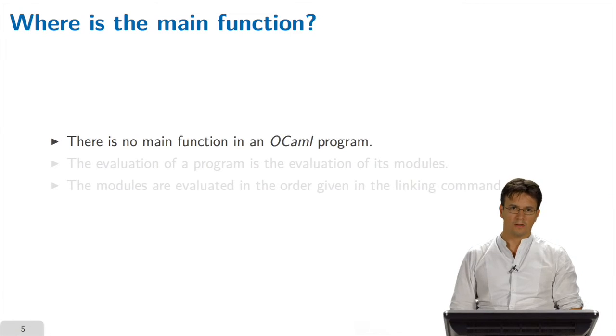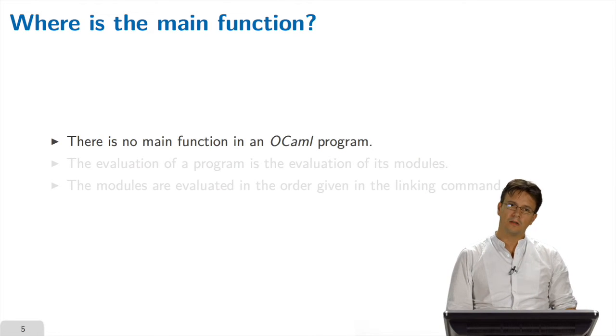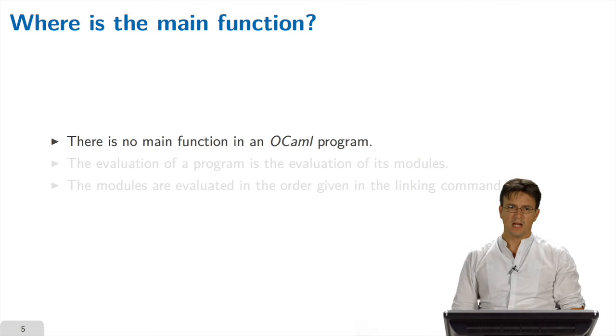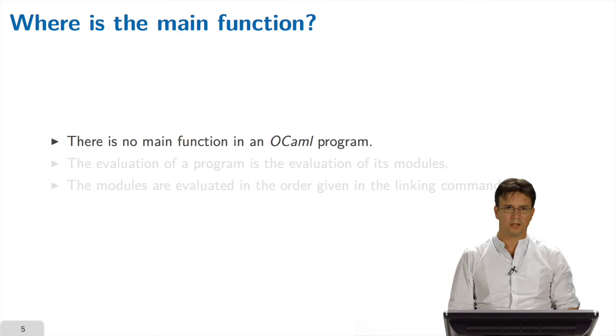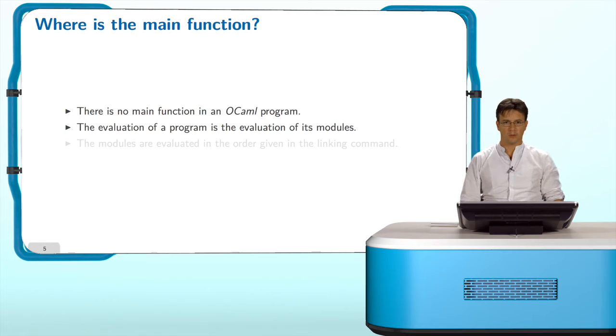You may wonder, especially if you have programmed in the C language or in Java, what is the entry point of an OCaml program? The answer is simple. There is no such thing. There is no entry point. There is no main function in an OCaml program. The evaluation of a program is the evaluation of the modules that compose this program.